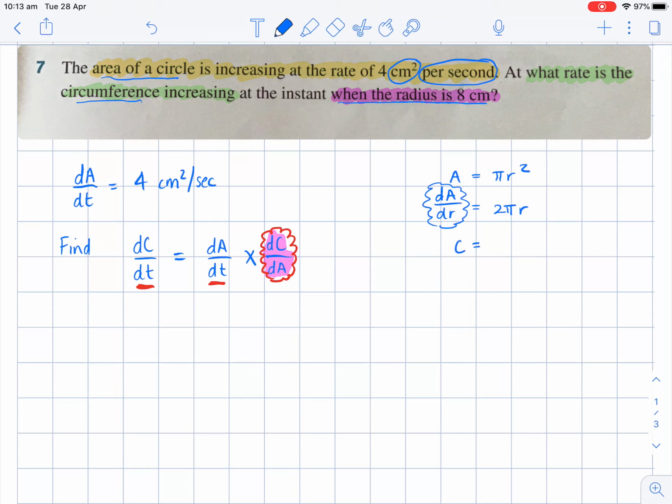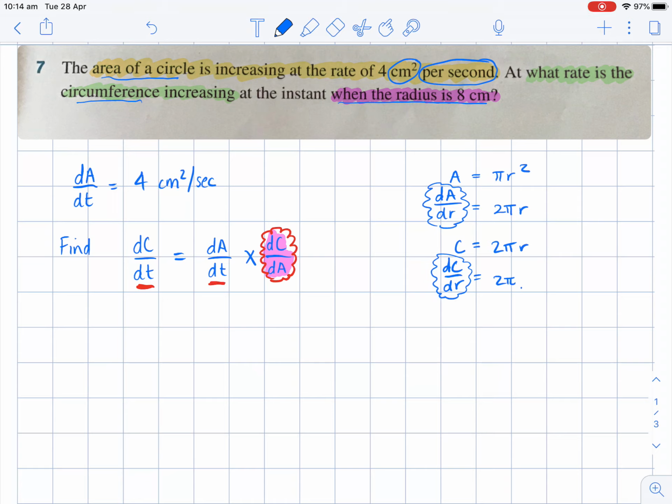All right, what else do I know about a circle? I know the circumference is 2 pi r. I could differentiate that: dC/dr equals 2 pi. Cool, but again, I don't want dC/dr. I'm trying to find out what dC/dA is. What can I do with that information?